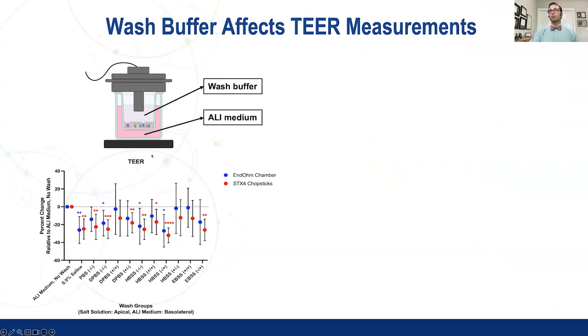And then the way the assay is actually conducted varies significantly across laboratories. A lot of folks will wash the apical surface of their culture and then leave that wash buffer in place for the measurement. And if we compare to using ALI medium in both compartments, which is what's recommended by the manufacturer, we see significant variation. Basically, we lose a lot of TEER when we use the wash buffer in the apical compartment.